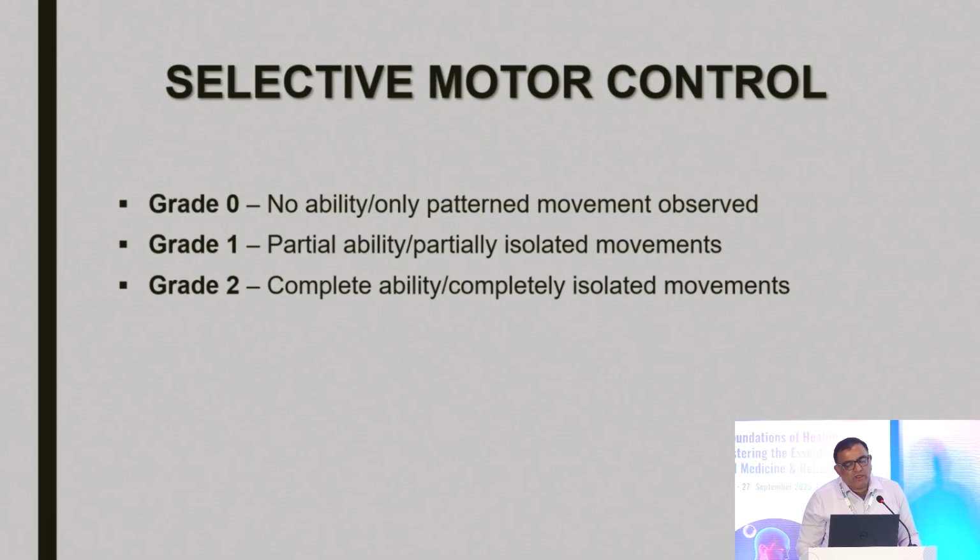Then for selective motor control, we use a standard classification which is Grade 0, 1 and 2. Grade 0 is no ability or only patterned movement is observed. Grade 1 is partial ability or partially isolated movements. Grade 2 is complete ability or completely isolated movements. For strength, we use the standard MRC scale.